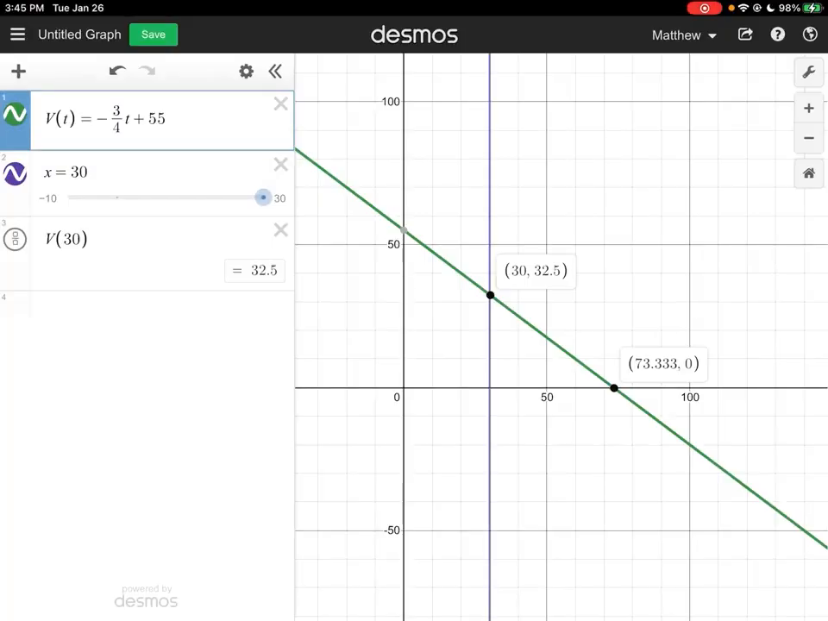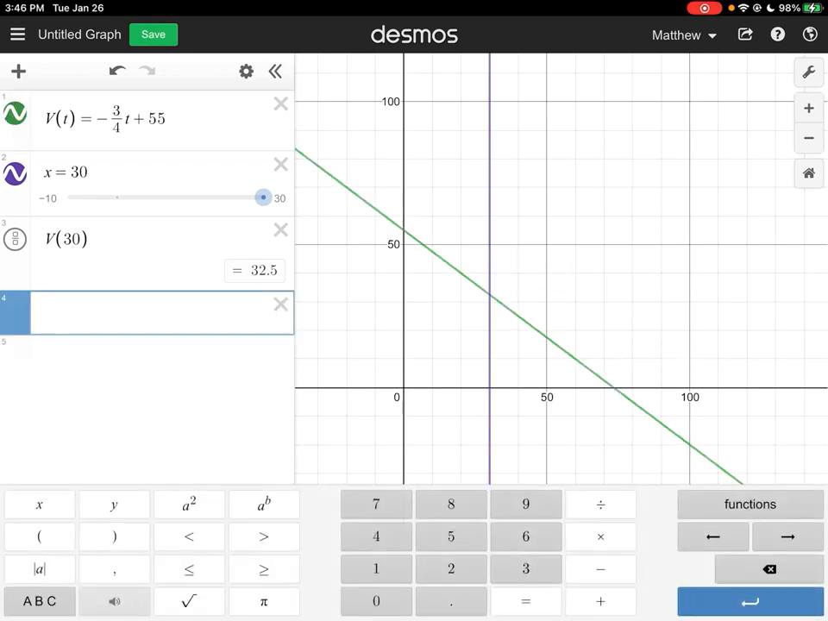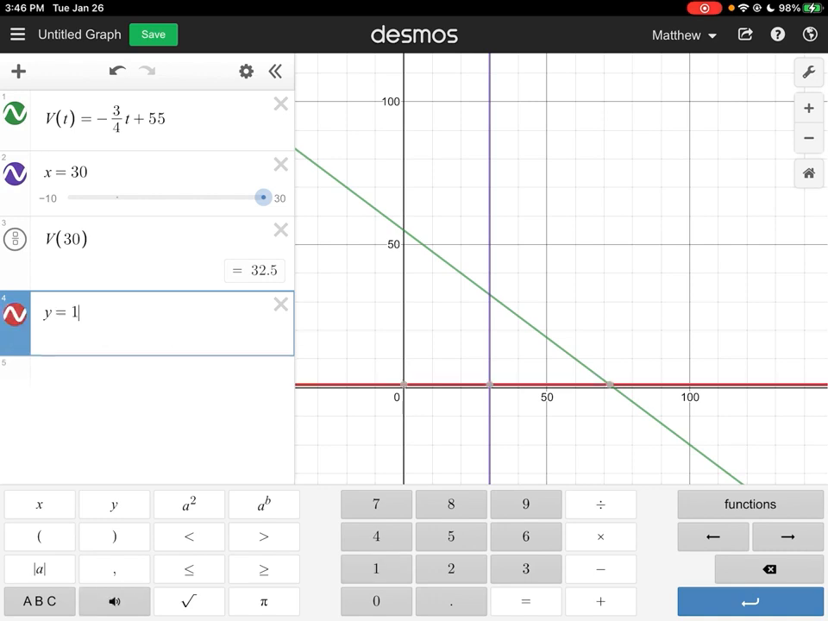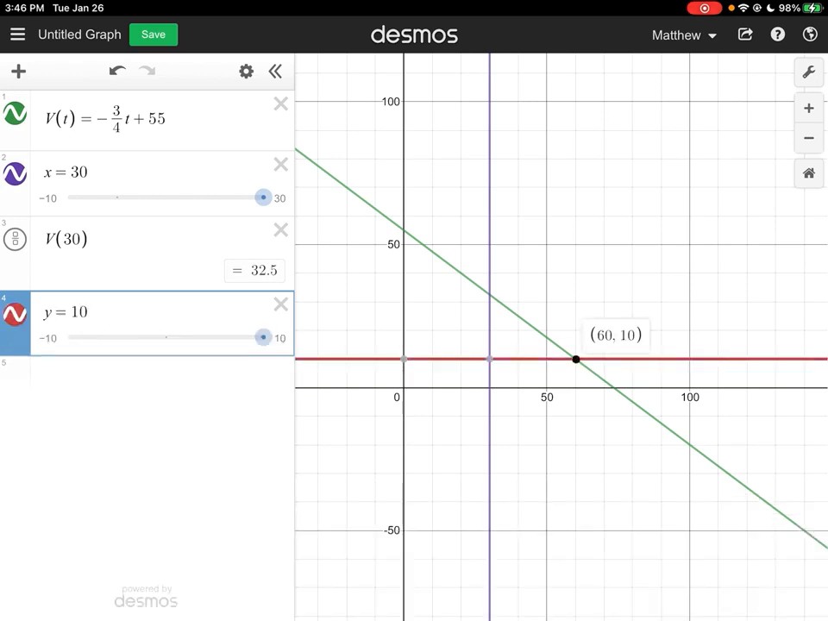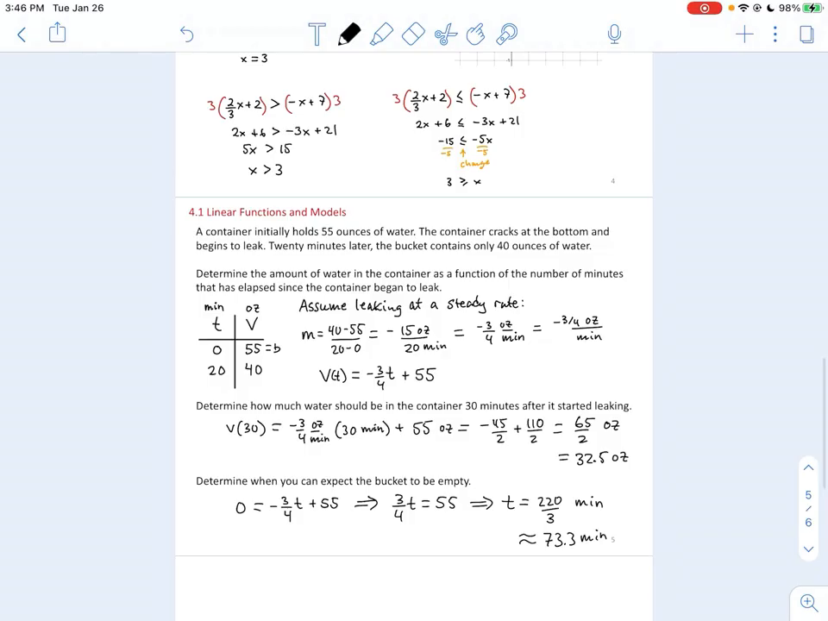Okay, and then here's how the technology helps us answer these questions. If I had asked you, how long does it take for the volume to be down to 10? Then you change v to 10 and solve for t. Or you could do a horizontal line, y equals 10, find that point right there. And that tells me that when t is 60, v, the volume, will be 10. So 60 minutes after it started leaking, or an hour after it started leaking, the volume will have dropped to 10 ounces. Okay, this wraps up our lesson on linear functions and models.